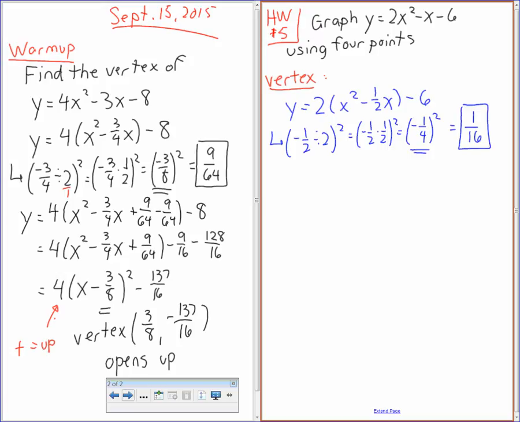Okay. And so I know I'm repeating myself here, but I just want to make sure everyone completely understands where the stuff is coming from. All right, Emily, I'd like you to be brave, please, and tell me what happens next. You have to add and subtract 1 over 16. Okay. So y equals 2 bracket x squared minus 1/2 x plus 1 over 16 minus 1 over 16 minus 6.